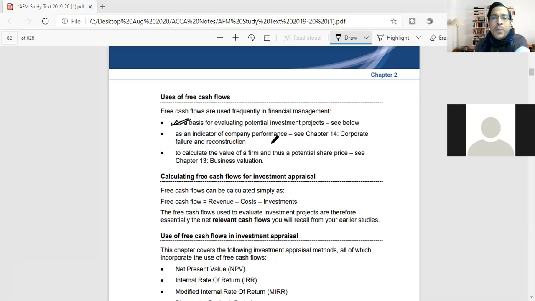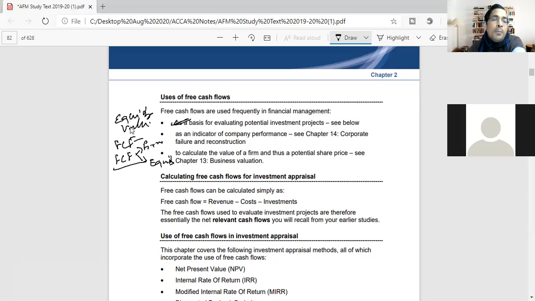So as an indicator of company performance, why? Because if you study equity valuation, you will see that FCF, free cash flow, is also of two types: free cash flow to firm and free cash flow to equity shareholders. There are two types of free cash flow. These are used to assess the performance of the company on a per share basis. So FCF divided by the number of shares, you will see how much free cash flow per share you are getting as a performance of the company.